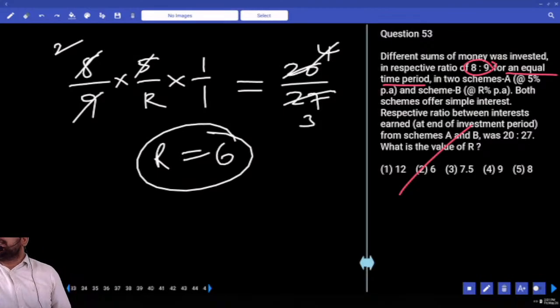R into T is interest. R is for 1 year, T is for total years. Shall I go for the next question?